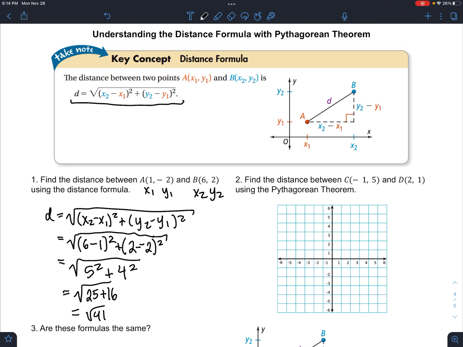41 does not have any good factors. So this is about 6.4. And calculator tells us that. Okay, but the formula is nice. I always seem to mess it up personally. So if there's another way to do it, I'm going to do it.